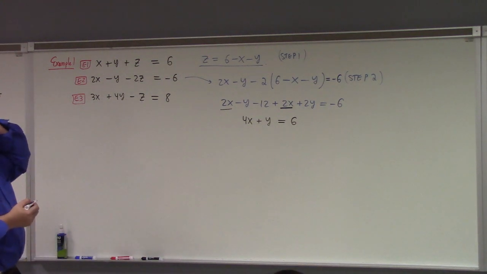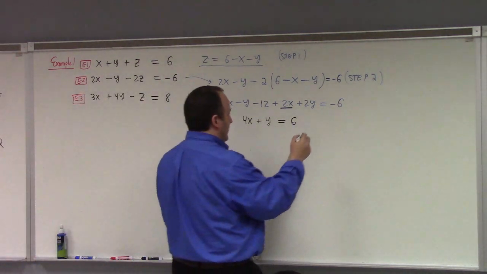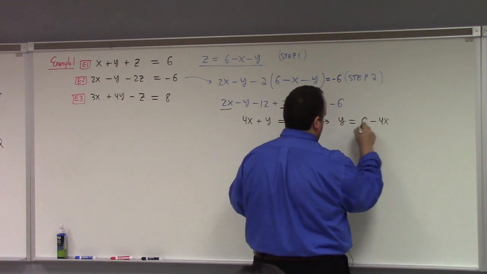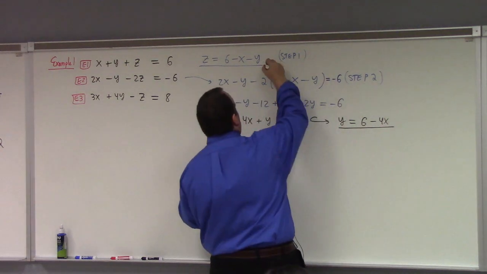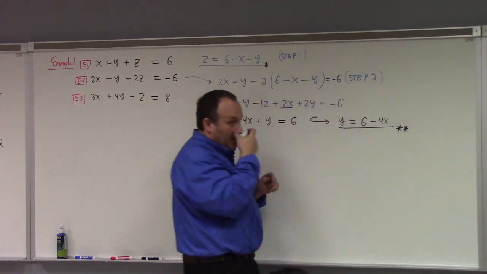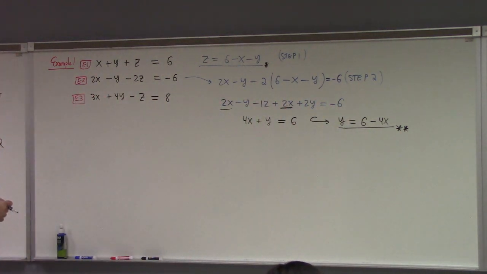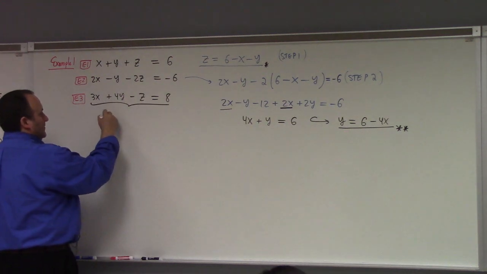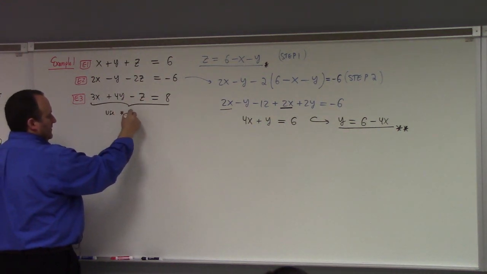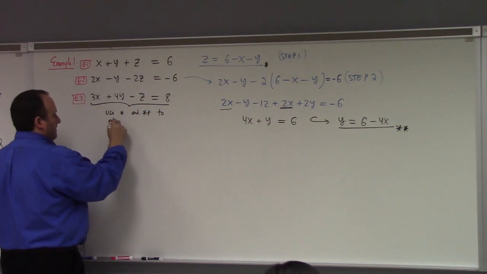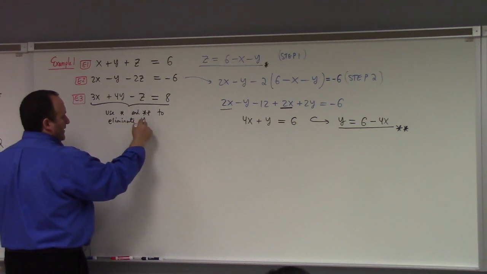What am I supposed to do here? What was my solve for y? Oh, hey, we got it. So this tells us y is equal to 6 minus 4x. All right. There we go. Let me call this star. Let me call this star star because we'll need them. All right? Then what? What's my step 3? Yeah, exactly. We use star and star star to eliminate y and z.